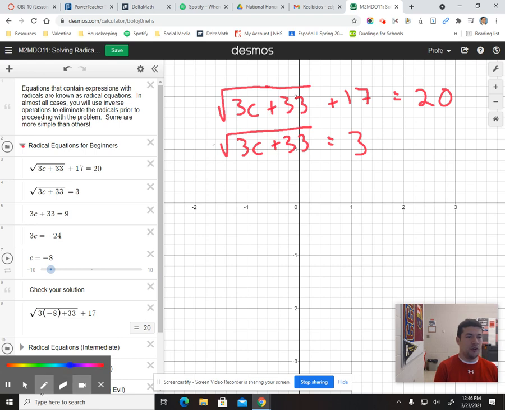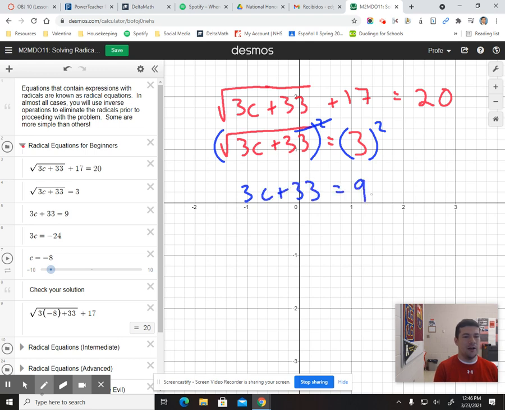Let me change color here. All right, so if I square both sides at this point, then squaring and taking the square root are inverse operations. So I'll have 3c plus 33 is equal to 9. Now this is a linear equation. So I'm going to take away 33 from both sides, and I have 3c equals negative 24. All right, which means that if I divide by 3, my c value is negative 8. All right, so simple and easy.